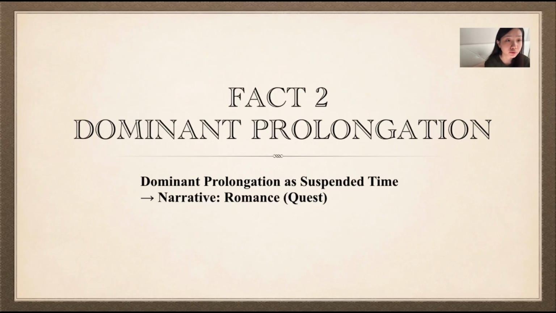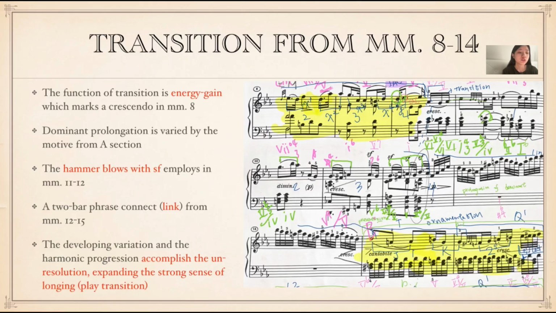Secondly, dominant prolongation. The second analytical fact is Beethoven's use of extended dominant prolongation, which produces a very strong expressive effect. Taking the transition for example, from bars 8 to 14, the function of the transition is energy gain, so at bar 8 there is a crescendo, and the harmonic sits on a dominant function sonority. We see at bar 11 the 9 of 5, 6 of 5, 4 3 of 5, and a prolongation of the dominant.